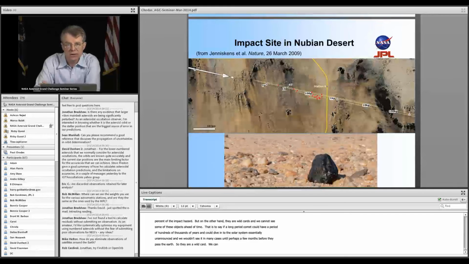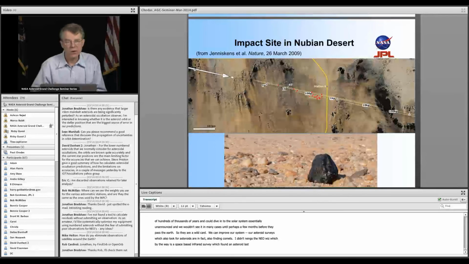We can improve our system. Our asteroid surveys, which also look for asteroids, are in fact also finding comets. I didn't mention NEOWISE, the space-based infrared survey, which by the way found an asteroid just last night. It's also finding comets in the infrared. So yes, we are getting better at finding comets, but they are a wild card, and it is more difficult to get long warning time on comets.